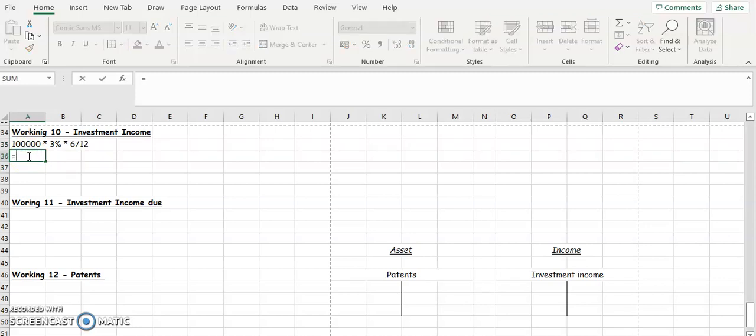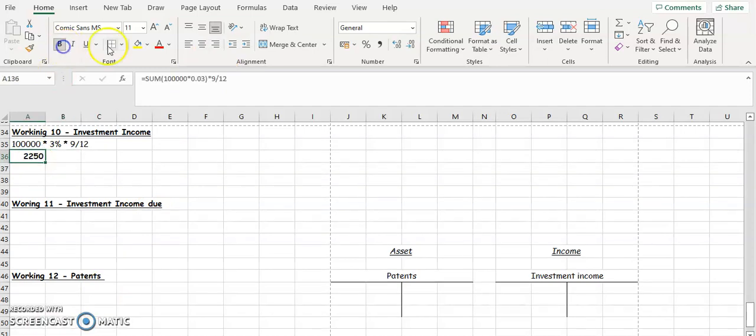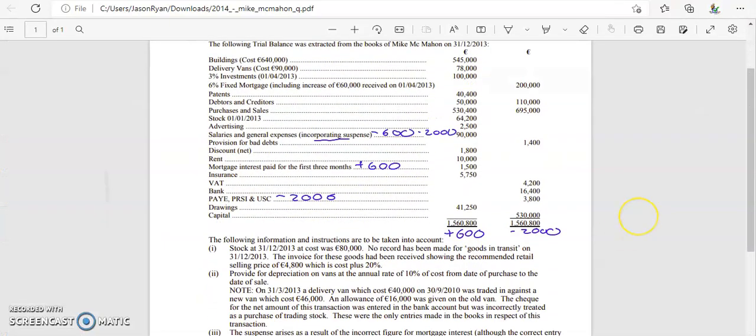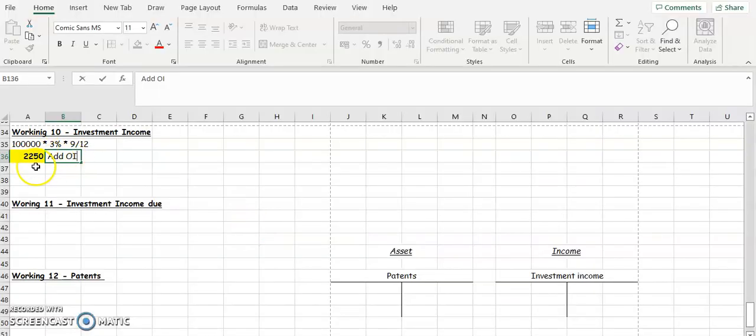That's going to give us the yearly figure, and that's going to be added onto your operating income. So that should be 9/12 up here. That's the yearly amount that goes into your operating income, so you want to add that to your operating income. Now it tells us in the question that we have received 3 months of this. It says patents which incorporate 3 months investment income, so we have received 3 months of this.